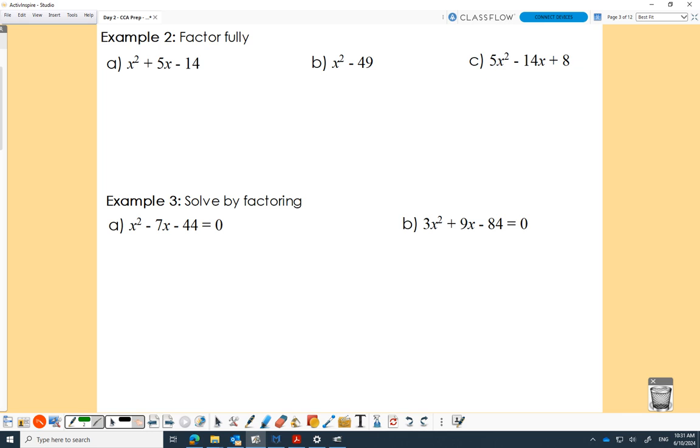No, no common factor. Next, is it a trinomial? Does it have 3 terms? Yes, this one does. And then finally, is there a coefficient out there that's not equal to 1? No, there's not. So this is, I think, many people's favorite type of factoring: simple trinomials. All you've got to do is find 2 numbers that multiply to negative 14 and add to 5.